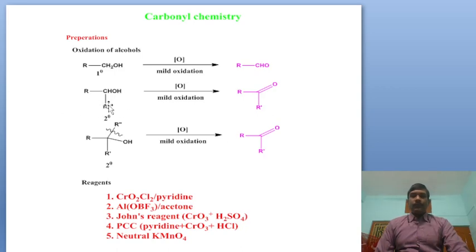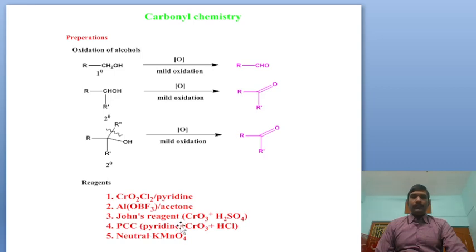From secondary alcohol, or 2 degree alcohol, on mild oxidation we will get the ketone compound. From tertiary alcohol with mild oxidation, we will get the ketone compound. The following reagents are given below. The first reagent is chromyl chloride in pyridine, which is called PCC. Then the second is AlOBF3 in acetone. And then the third is Jones reagent, that is chromium oxide and H2SO4.